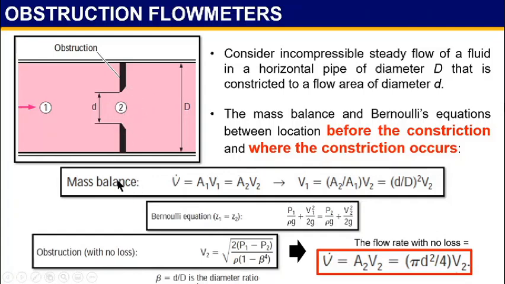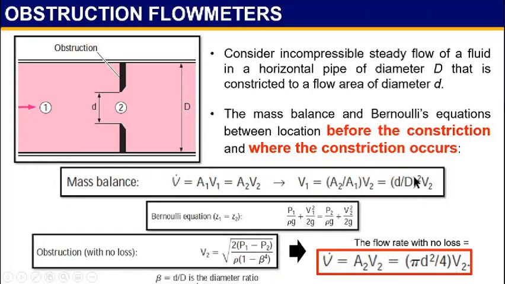Now we already learned the mass balance equation for steady incompressible flow: V dot equals V1A1 equals V2A2. So from this equation and following this obstruction flow meter, we can simplify this equation to V1 equals d over D squared times V2.